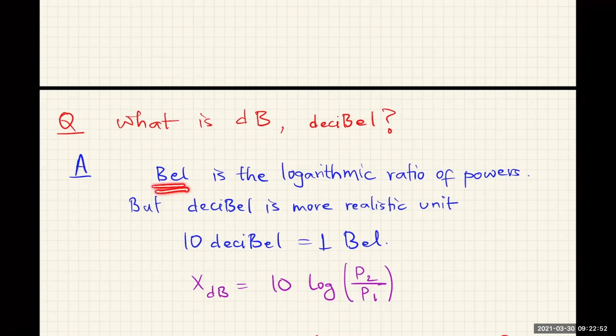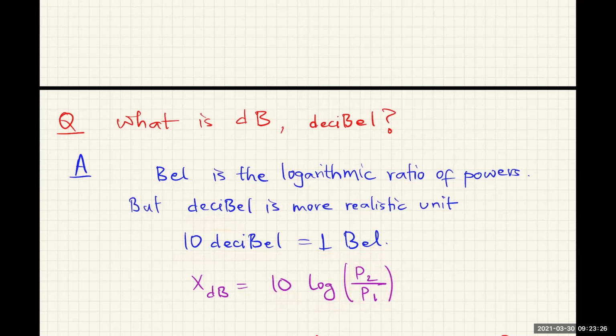A bel is basically a logarithmic ratio of two powers. But bel is a very large unit, so instead we will mostly end up using decibel. Basically 10 decibels equals 1 bel. So if you need to convert a ratio of two powers to decibels, you would simply take the logarithm and multiply it by 10.